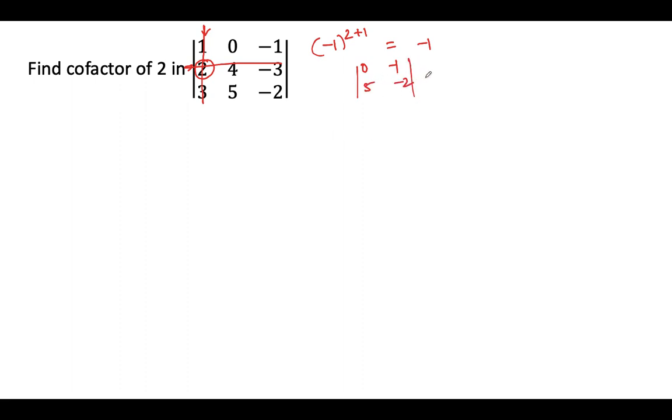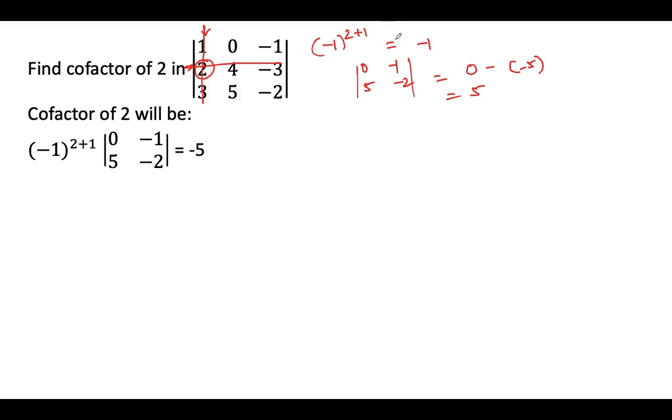Now the value of this determinant will be 0 minus (-5). Just cross multiply these elements. 0 times -2 is 0, minus 5 times -1 is -5. That should be +5. So now what should be the cofactor of 2? The cofactor of 2 must be -1 into the value of this determinant, that should be -5.